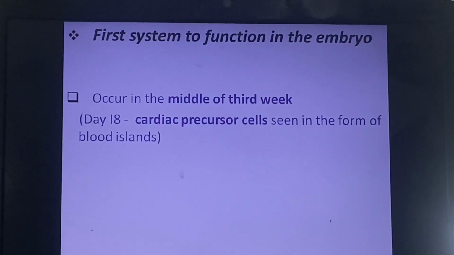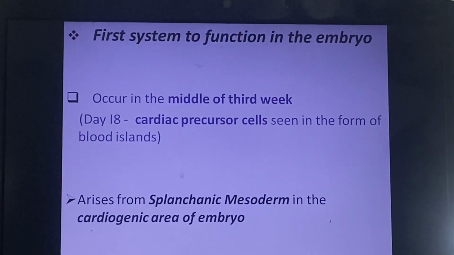Day 18 is when the cardiac precursor cells are seen in the form of blood islands arising from the splanchnopleuric mesoderm in the cardiogenic area of the embryo. What is important here is that it is the first system to function in the embryo.